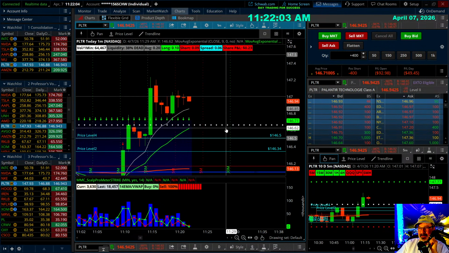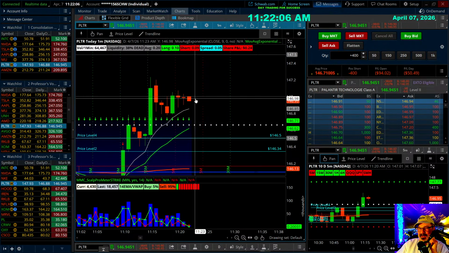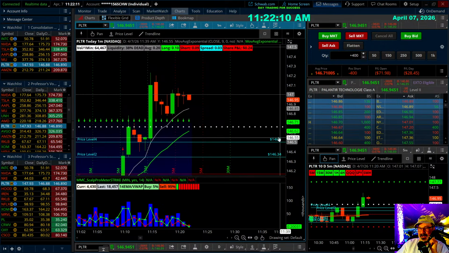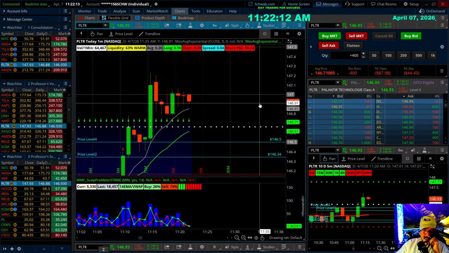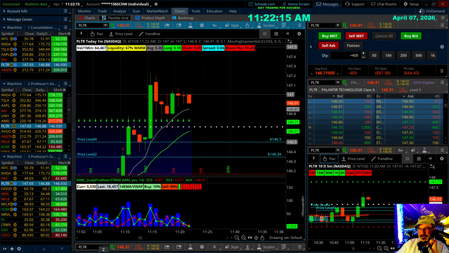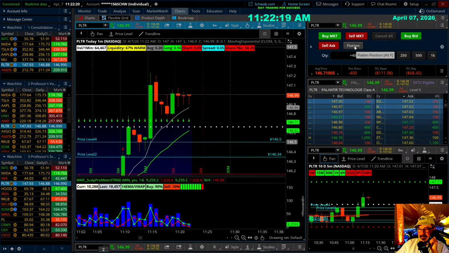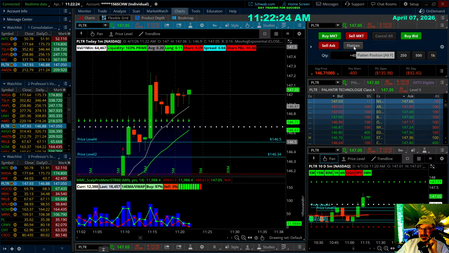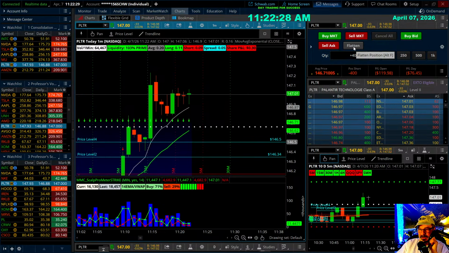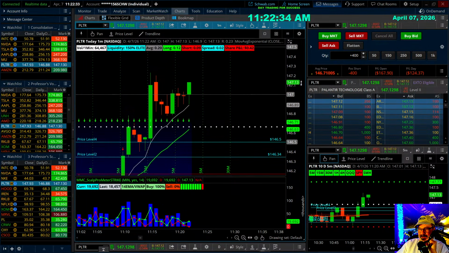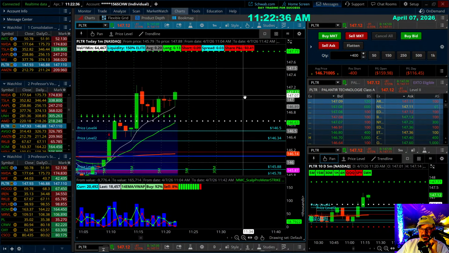You can see it really wants to stop at the 147. You can see it just making a little flat top here. 5 minutes finally turning red over here, which is good, if you're going short. Oh, no, don't do that. Below the 147, guys, not above the 147. Below, oh dear. Now I'm in trouble.